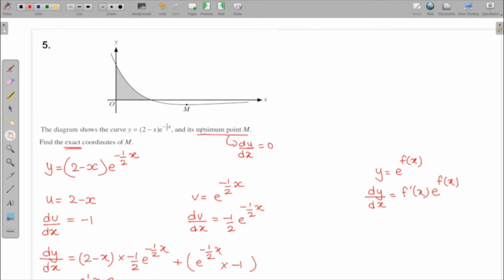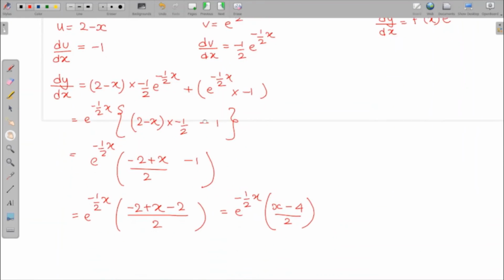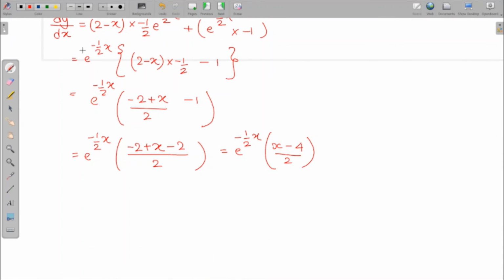So at point M, which is a stationary point, dy/dx will be equal to 0. This is the equation for dy/dx that we got. So at M, dy/dx will be equal to 0. So we can write e^(-x/2) times (x - 4)/2 equal to 0.